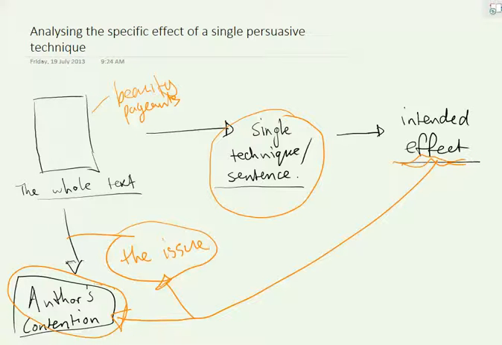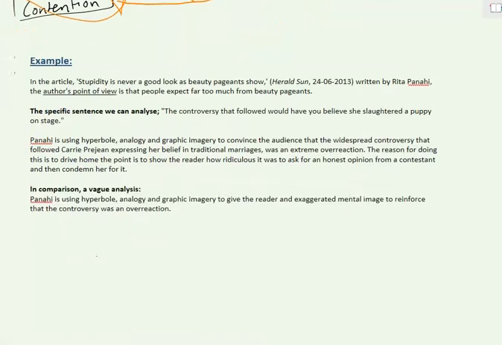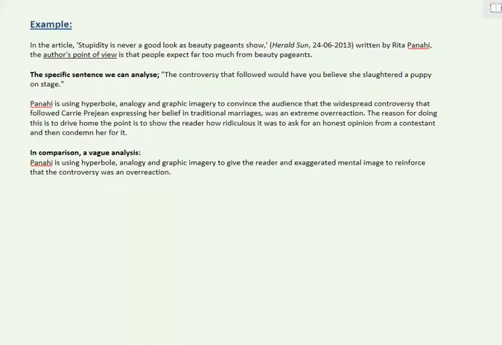A vague response will only talk about how this technique affects the reader in this way. Whereas a very specific response will say, the author has chosen to use these techniques to create this kind of effect on the reader, which will make them think this certain thing about the issue or the contention that they're putting forward. Now, I've written up an example response, and there's nothing new for people who did the workshop.